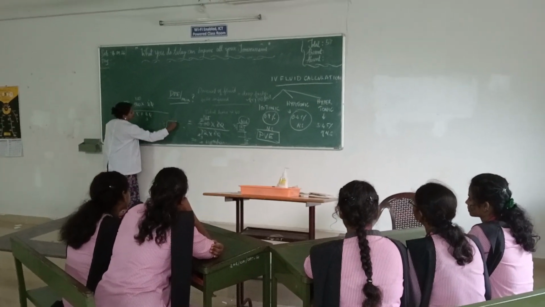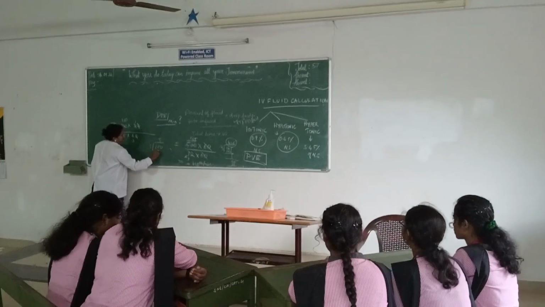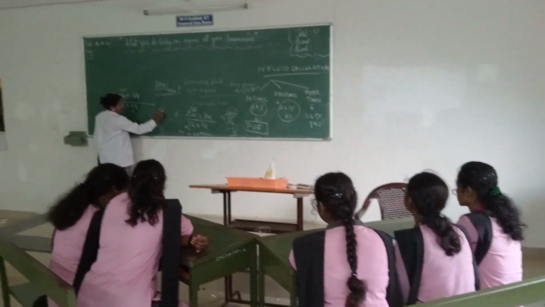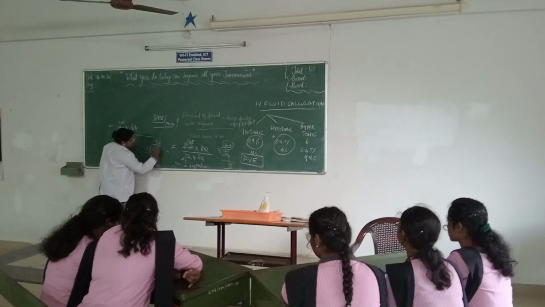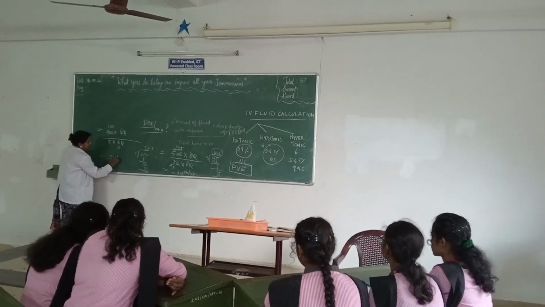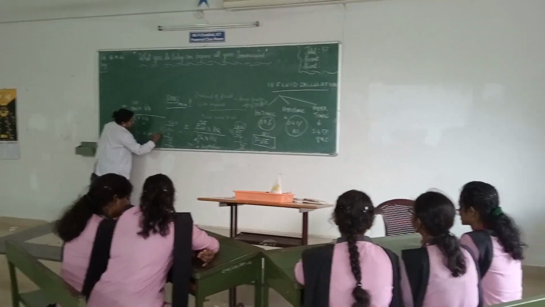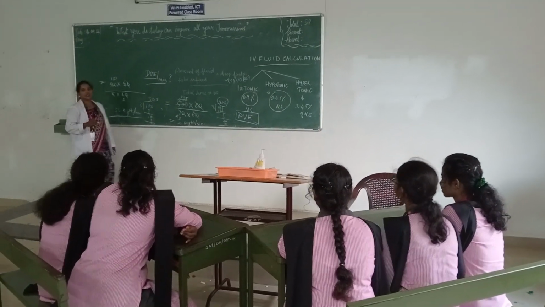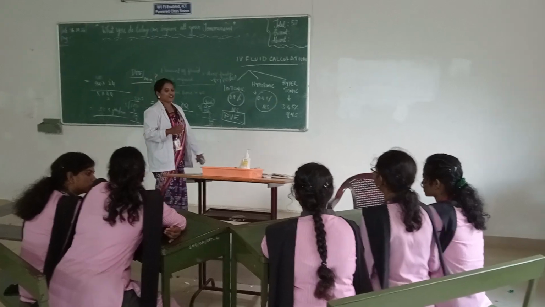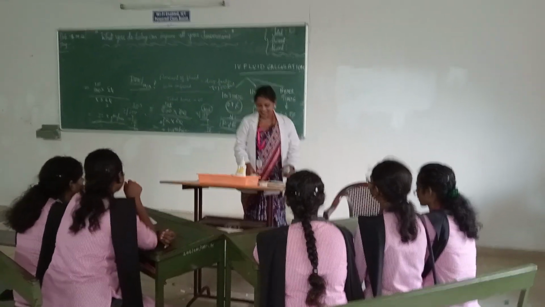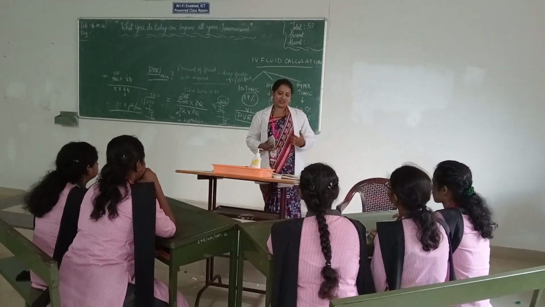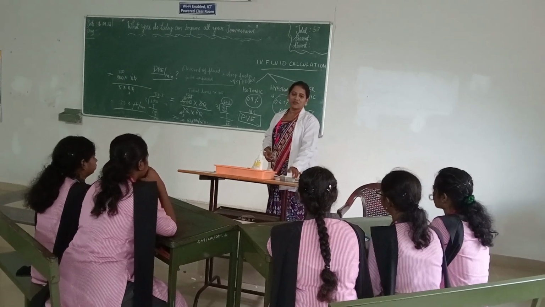So 3 divided by 100. This is 33.3 drops. This is the answer. You are all a little weak in calculation. So try to practice, as it is a new portion, you might be struggling.